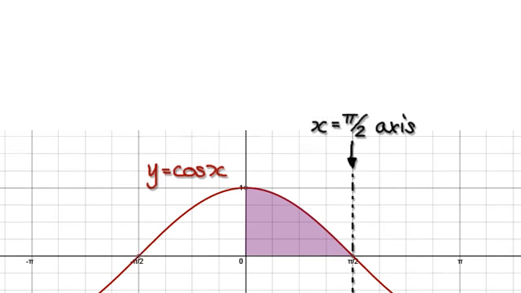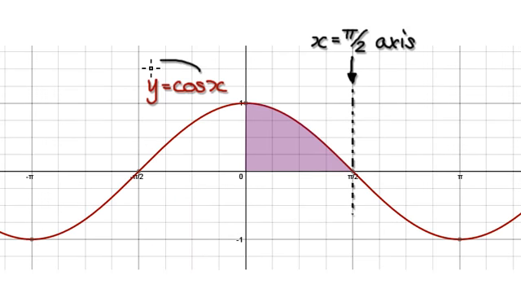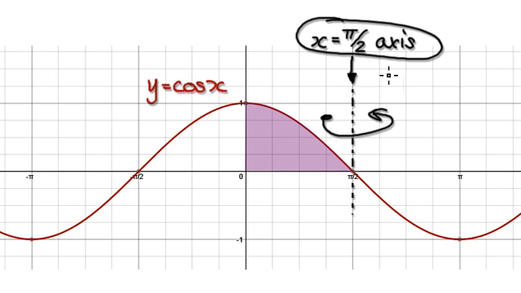Okay, let's give you guys some more practice. So here we've got a graph of y equals cos of x. Looking at this purple area, we are going to rotate this 360 along the x equals pi over 2 axis. So when you rotate it 360 along this axis, you will trace out a 3D solid. Work out the volume of this 3D solid.